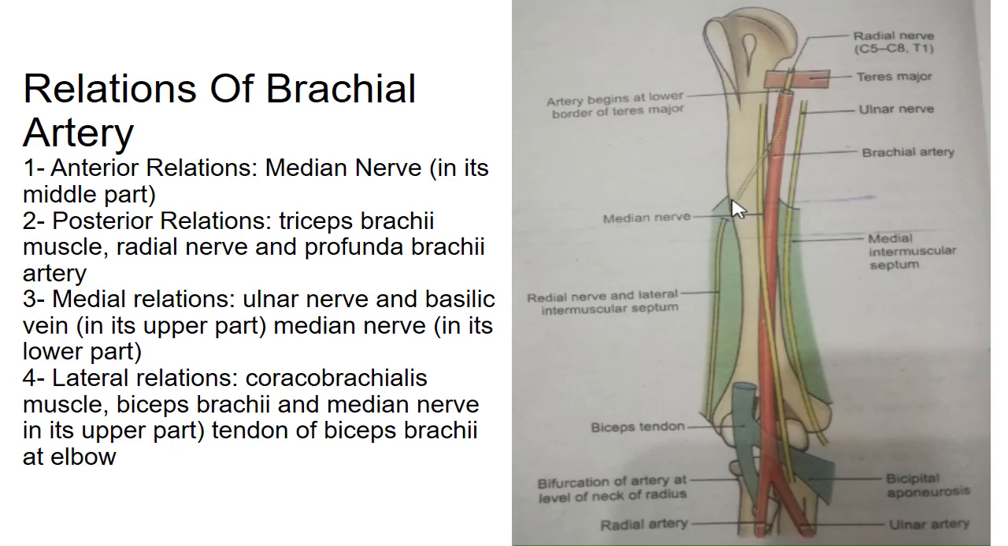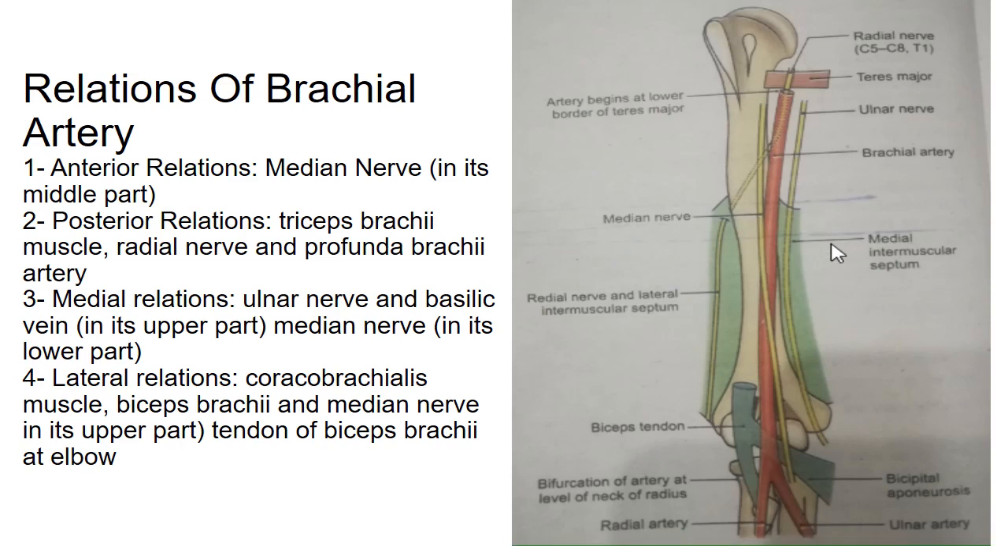This dotted part is indicating the course of radial nerve through the radial groove which lies on the posterior aspect of the humerus. So radial nerve lies on the posterior side of the brachial artery. In addition to the radial nerve, we have profunda brachii artery, which is the largest branch of the brachial artery, and the triceps brachii muscle on the posterior aspect of the brachial artery.